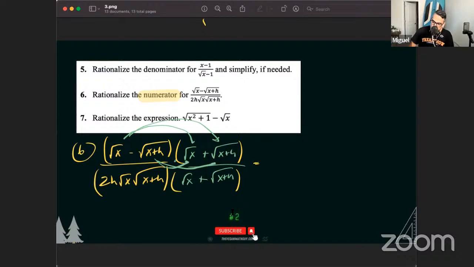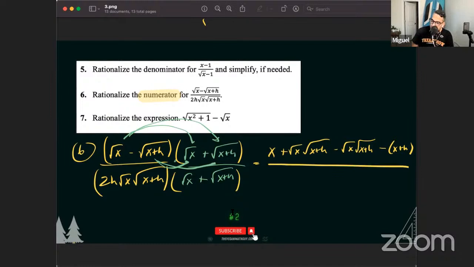So let's see. The first on the top, we have x plus root x plus h minus root x plus h, and then minus x plus h. And I put a parentheses at the end, minus (x plus h), because I'm subtracting this sum. So eventually I'm going to have to distribute that negative sign. So I have to just make sure that I put a negative sign in parentheses whenever you have more than one expression in your answer.